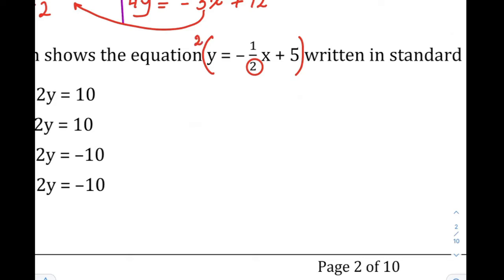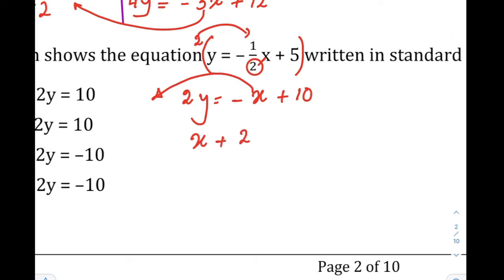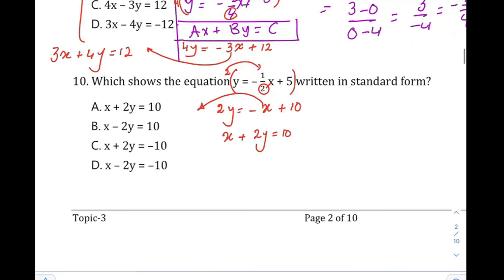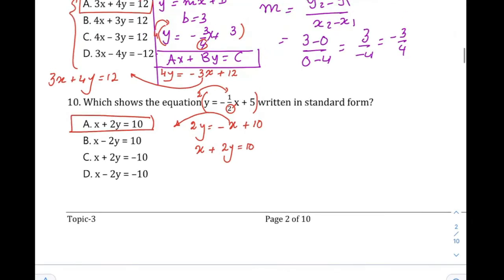So this is 2, so it's 2y equals. And when you multiply by this one, this cancelled. So we have only negative 1x, meaning negative x, plus 2 times 5 is 10. Take the negative x to the other side, so it is positive x, and copy everything. We have x plus 2y equals 10, and again we have it as the answer.